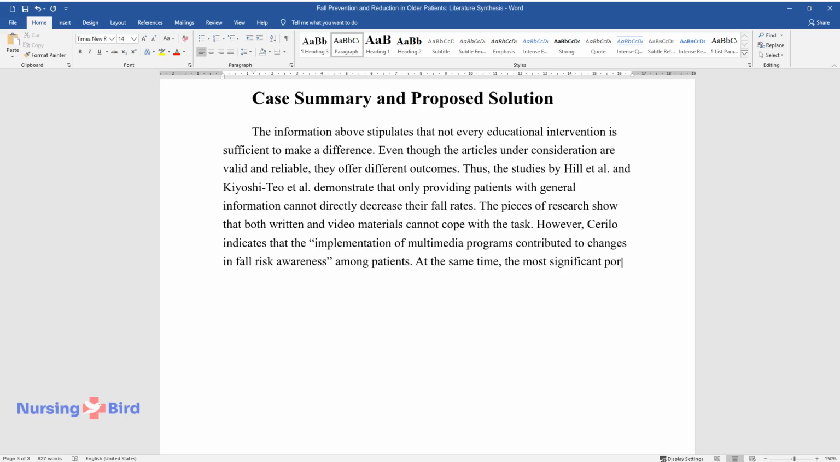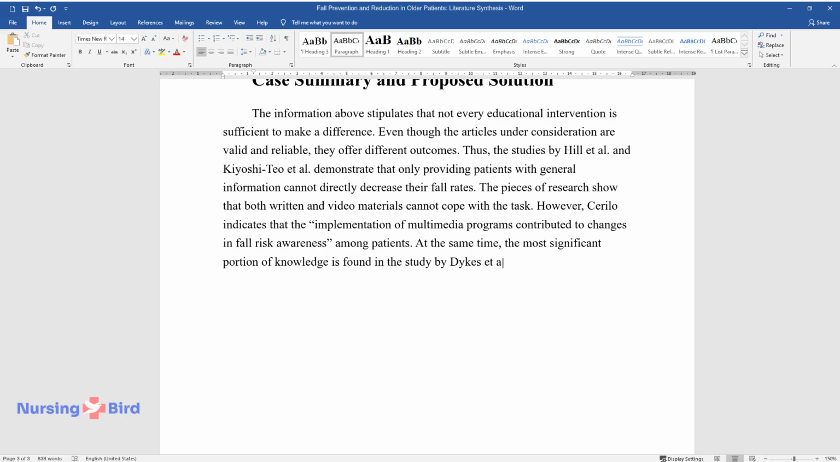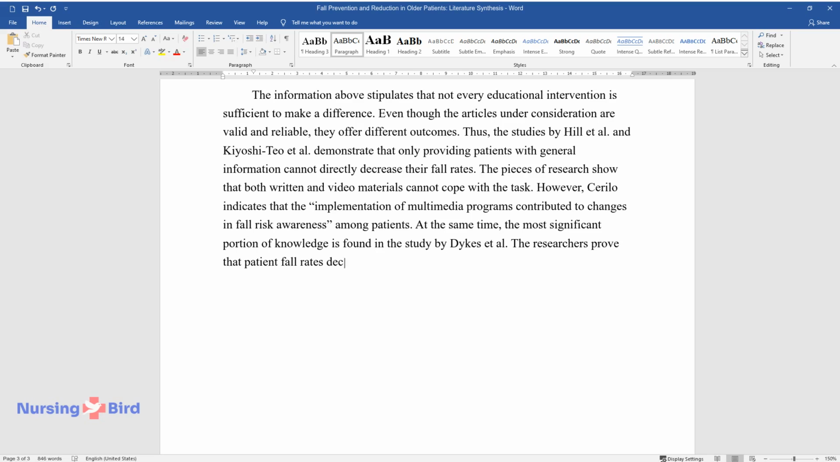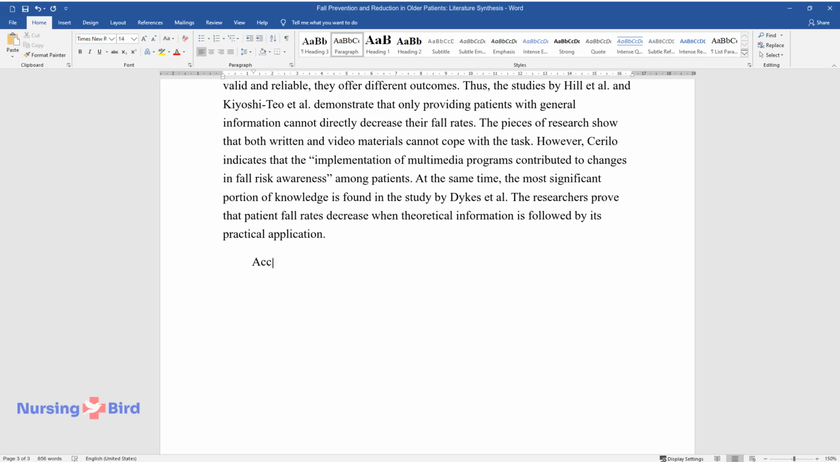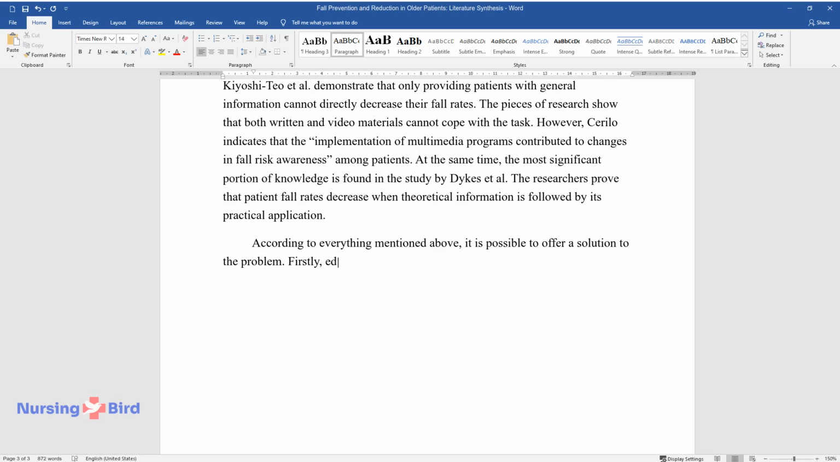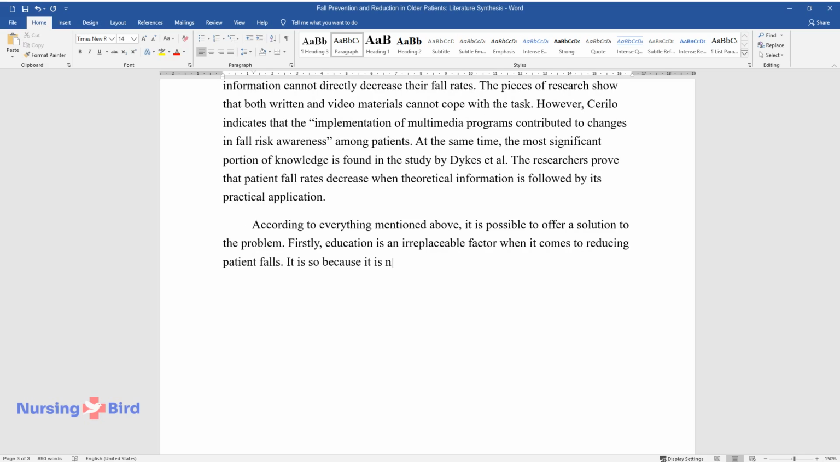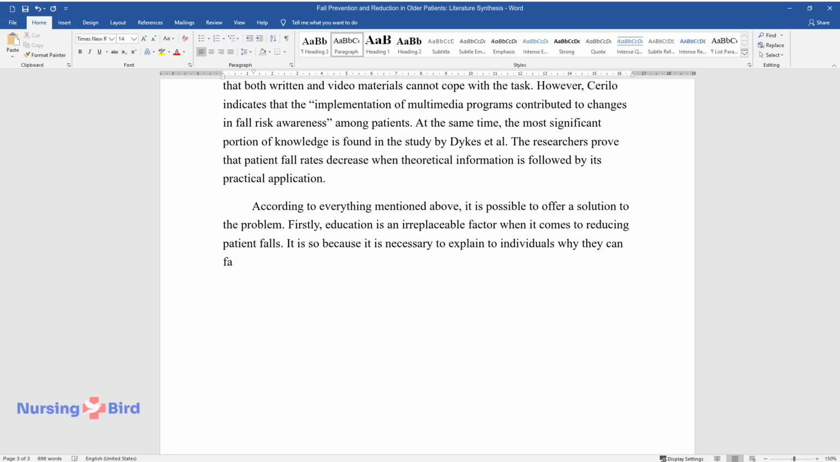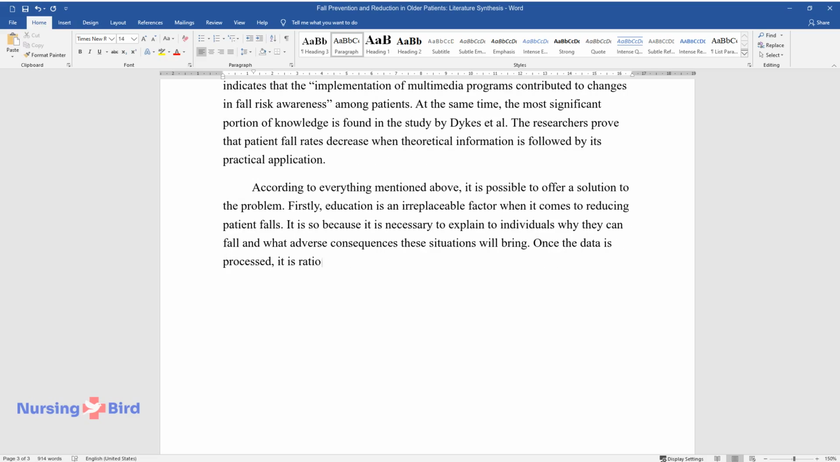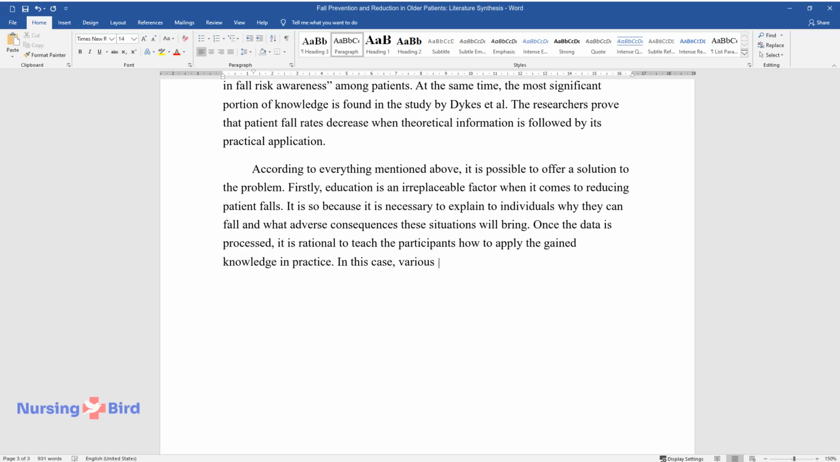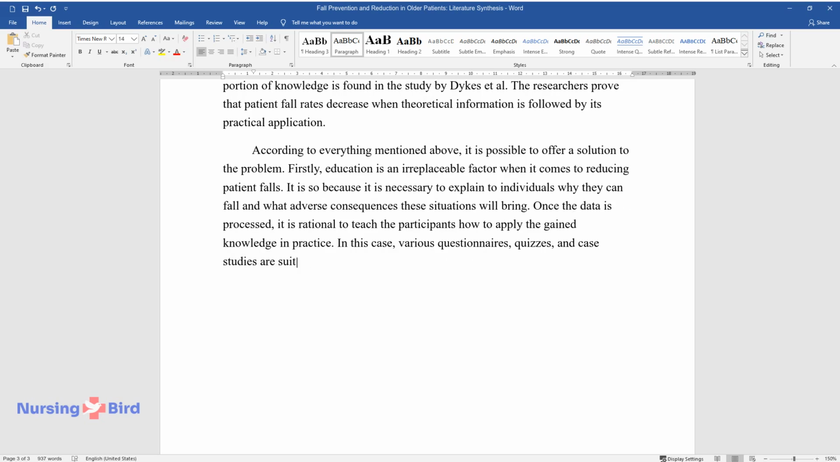At the same time, the most significant portion of knowledge is found in the study by Dykes et al. The researchers prove that patient fall rates decrease when theoretical information is followed by its practical application. According to everything mentioned above, it is possible to offer a solution to the problem. Firstly, education is an irreplaceable factor when it comes to reducing patient falls. It is so because it is necessary to explain to individuals why they can fall and what adverse consequences these situations will bring. Once the data is processed, it is rational to teach the participants how to apply the gained knowledge in practice. In this case, various questionnaires, quizzes, and case studies are suitable options.